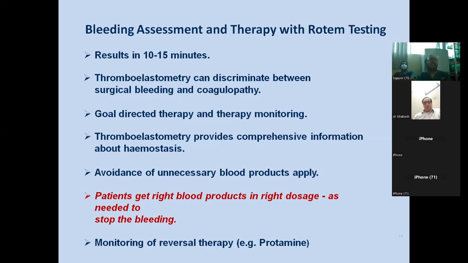So the bleeding assessment and the therapy with the ROTEM test will take almost 10 to 15 minutes, and thromboelastometry can discriminate between surgical bleeding and a coagulopathy, with goal-directed therapy and therapy monitoring. Thromboelastometry provides comprehensive information about hemostasis, avoids unnecessary blood products, which is very important for patient blood management, and patients get the right blood products in the right doses that they need to stop the bleeding, and it allows monitoring of reversal therapy like protamine.